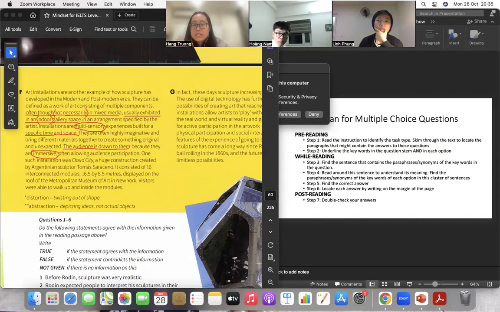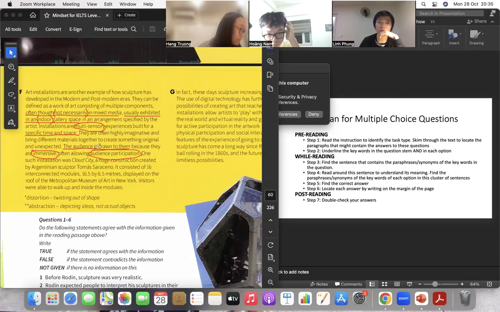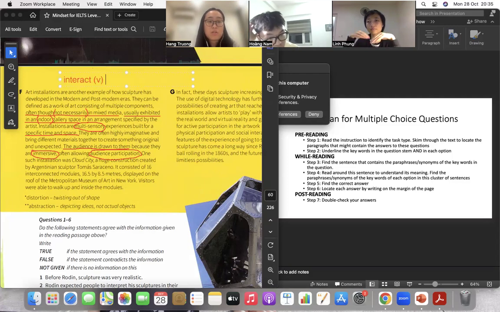So these types of exhibitions, they invite the visitors or the audience to interact, right? To really pretend that they are in a different world and try to perceive it with their own senses. So yeah, immersive, often allowing audience participation. These are the clues that help you identify that the answer here must be C. Usually allow viewers to interact with them, right? Interact nghĩa là gì nhỉ? Khoa, do you know? Interact, tương tác. Yeah.